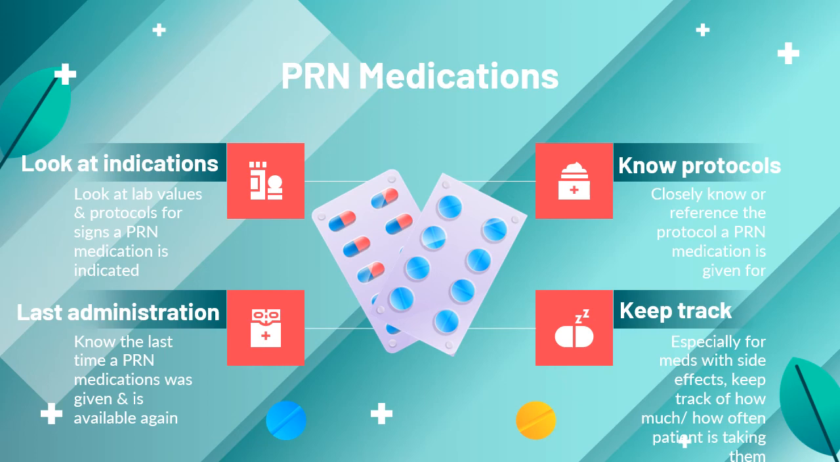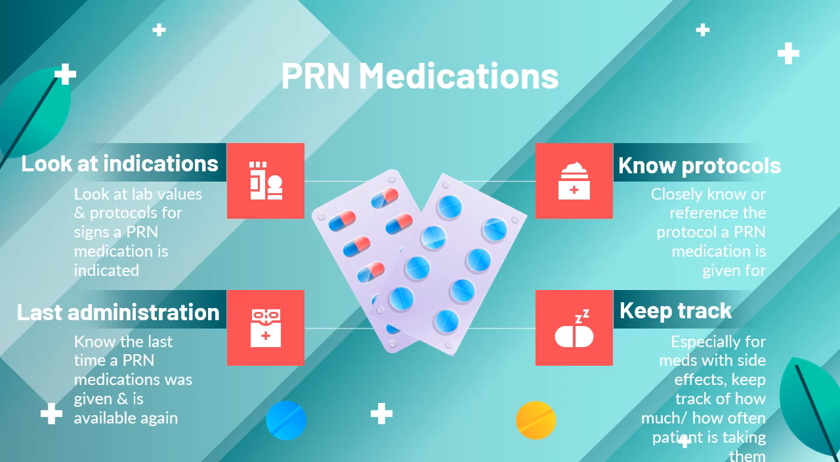Similarly, know your protocols. Know precisely when a PRN medication is needed in reference to a protocol. Also, know the last administration. A lot of times, let's say you have a narcotic and it says it can be given every 4 hours. You want to know when was this last given and when is it available again. That way you're not giving the patient too much of it, and the patient can also know when they can have it again if they're in pain.